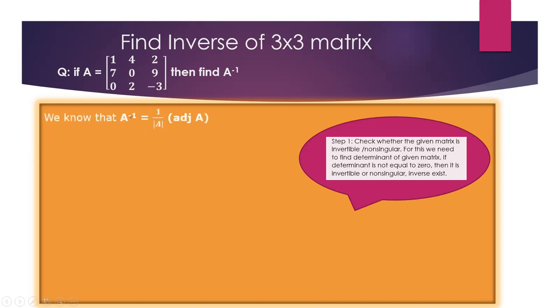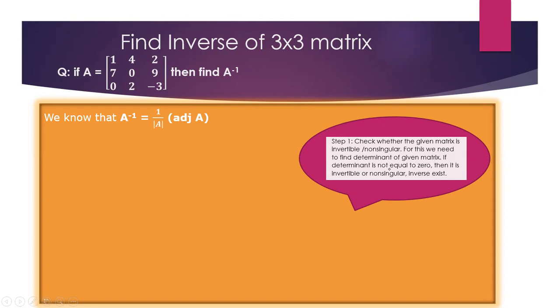As we know that A inverse equals 1 upon determinant of A multiplied by the adjoint of A. So first of all, we have to find the determinant of A. So we will read step number 1. We will check whether the given matrix is invertible, meaning non-singular. For this, we need to find the determinant of the given matrix.